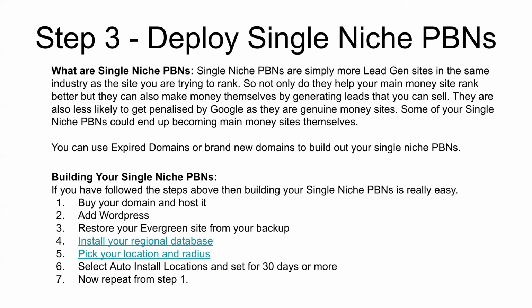Once that's installed, I'll go in, pick my location, which will be Oldham, pick my radius, and then I'll do exactly as I did before: select auto install, set for 30 days, and then go back to step one, buy a domain host. Like I say, you could do one of these a day if you wanted. So by the end of the month, you've now got 30 sites up and running.